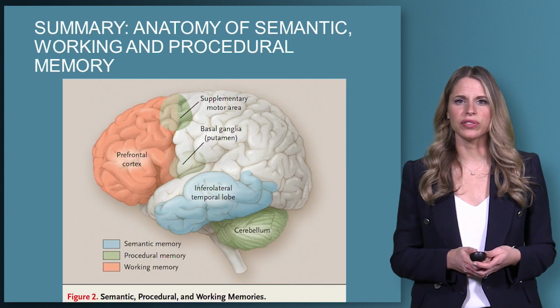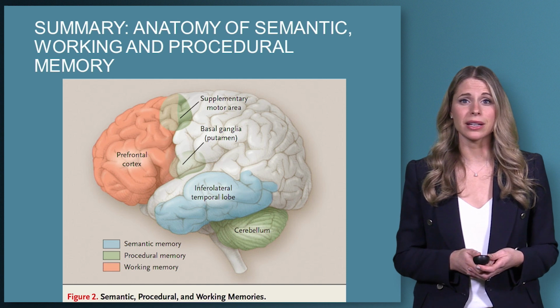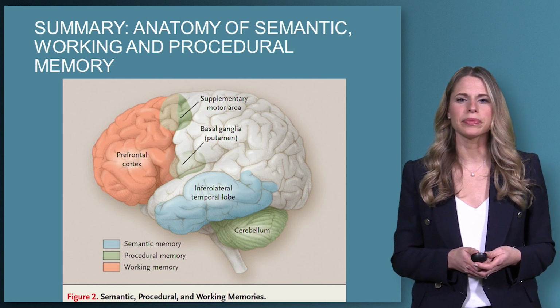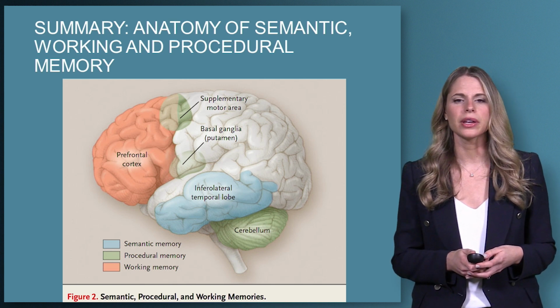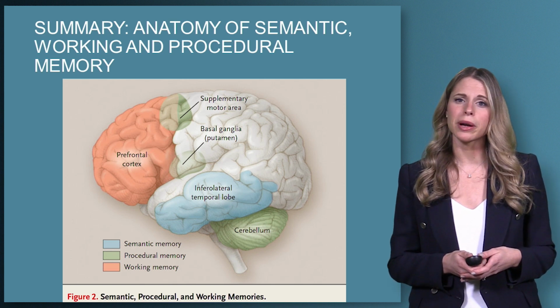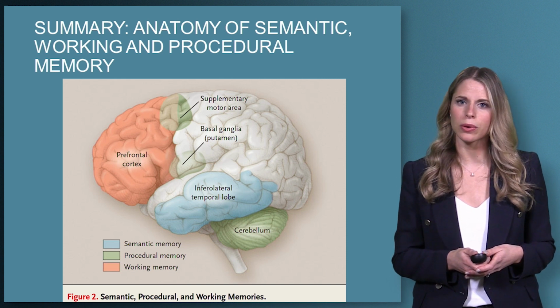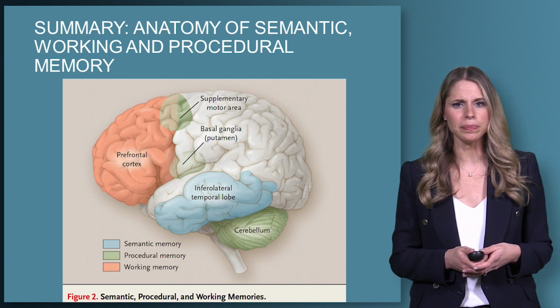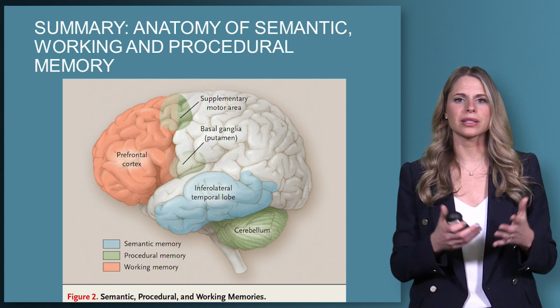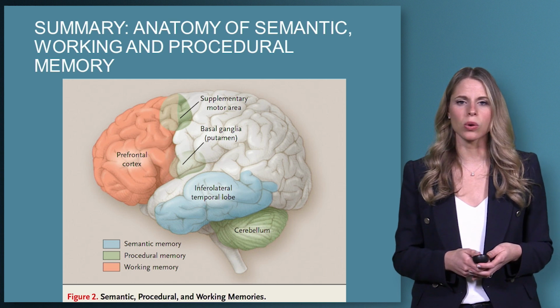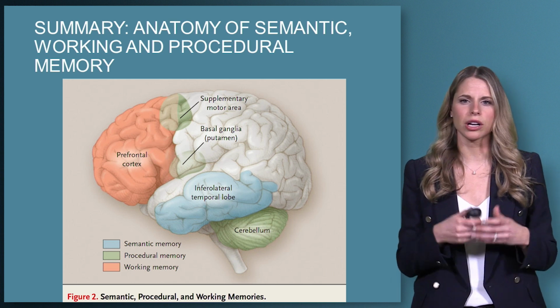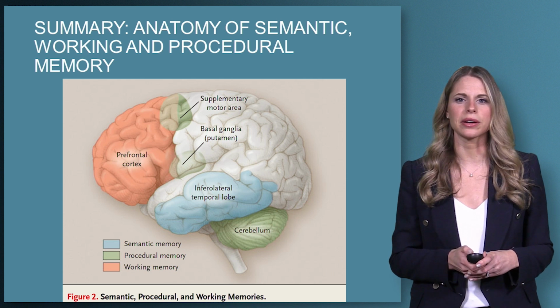Just a slide here for review to summarize the anatomy of semantic and procedural memory as well as working memory. You can see in blue, the semantic memory is primarily located within the inferolateral as well as the anterior temporal lobes. Anterior not as much pictured here. The green represents procedural memory, which is distributed through the supplementary motor areas, the basal ganglia and the cerebellum. And finally, working memory, which we discussed, is a more distributed process here represented by the involvement of the prefrontal cortex, but also remember subcortical structures, parietal association areas, etc.